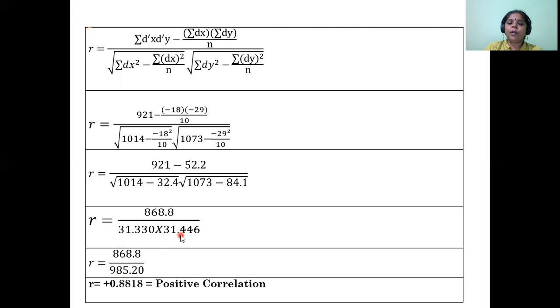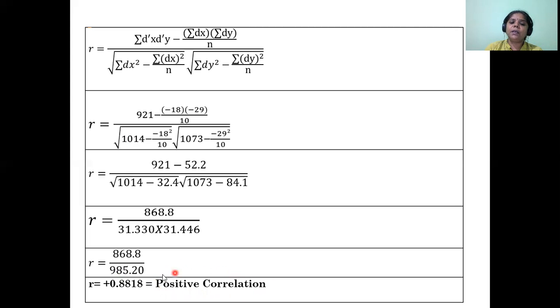31.330 into 31.446, you will get 985.20. Okay, this value you will get. Now you have to divide 868.8 divided by 985.20. You will get plus 0.8818. If you get a positive, if you get a plus value, it is called positive correlation.